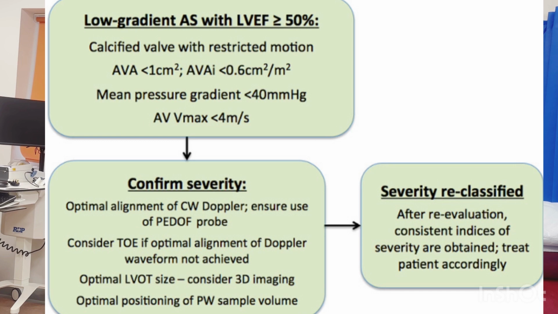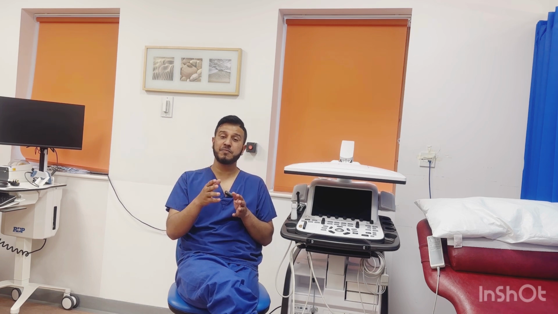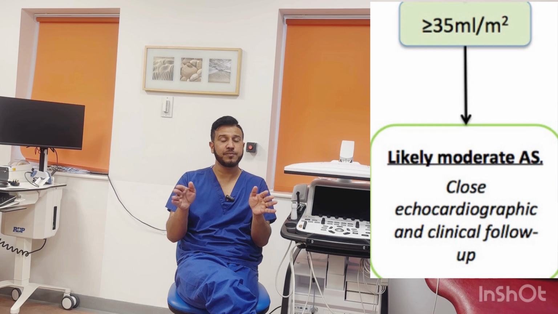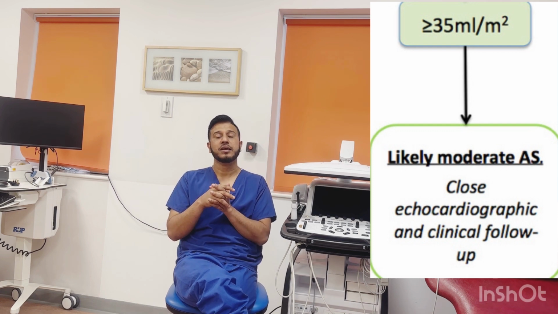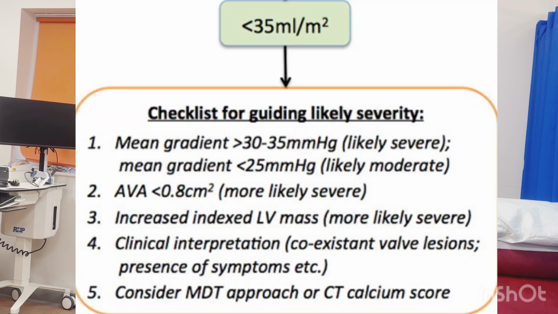So what you need to do in this case is distinguish what your stroke volume is. First, remember that you need to exclude measurement errors, as I told you earlier in the vlog. Then you need to get your stroke volume. If your stroke volume is more than 35, it means severe AS is unlikely, so leave it there. Next, when your stroke volume is less than 35, there are some points you need to look at.